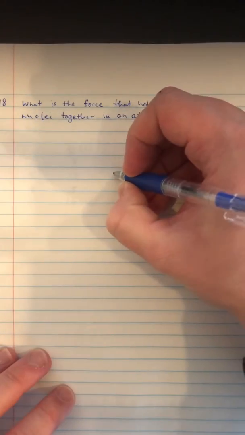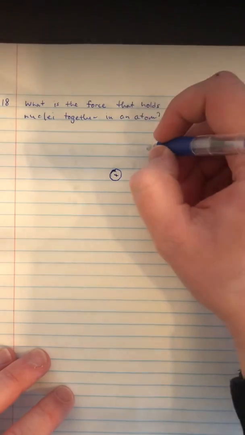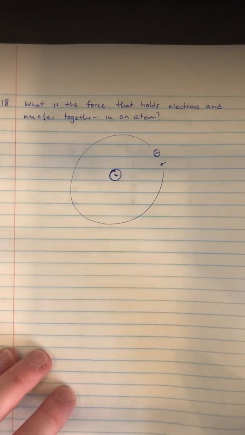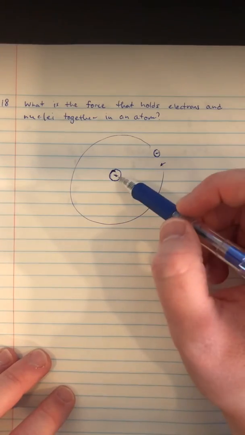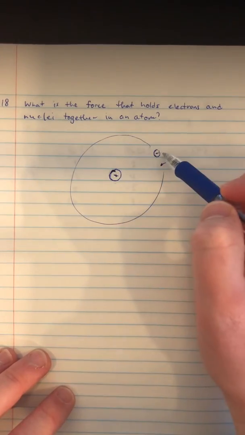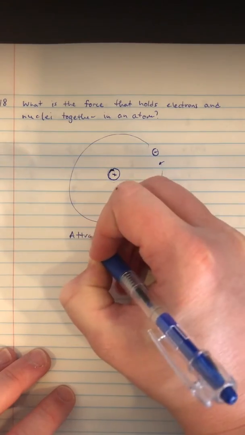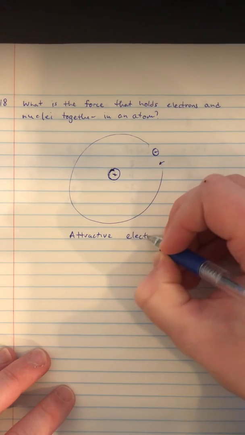The force that holds electrons and nuclei together in an atom. We get a positive center, the nucleus, we get the electrons on the outside, zooming around. That's a very simple model, but it works. What force is there between the positive nuclei and the negative electrons? Well, that's an attractive electric force.